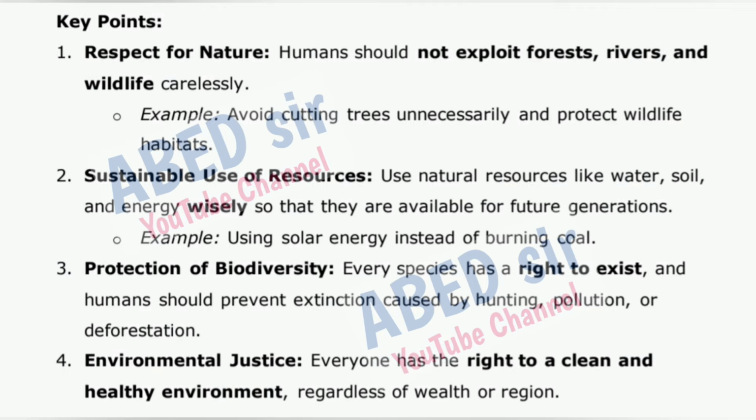2. Sustainable use of resources. Use natural resources like water, soil, and energy wisely so that they are available for future generations. Example, using solar energy instead of burning coal. 3. Protection of biodiversity. Every species has a right to exist, and humans should prevent extinction caused by hunting, pollution, or deforestation. 4. Environmental justice. Everyone has the right to a clean and healthy environment regardless of wealth or region.